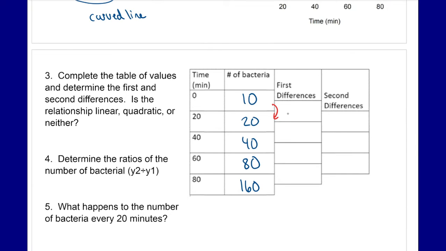So the first differences are going up by 10, 20, 40, 80. They're not the same. That's okay. That's what we expected, because we thought it was quadratic. Let's check the second differences. They change by 10, 20, 40. All right, so our second differences are different. So this is neither. It's neither linear or quadratic. It must be something else.